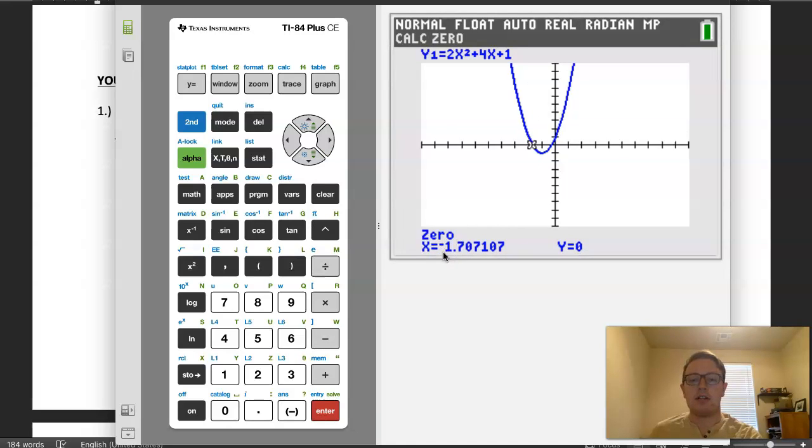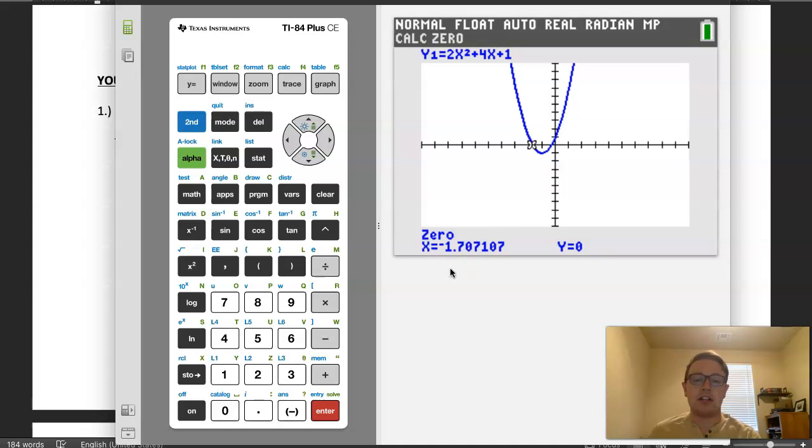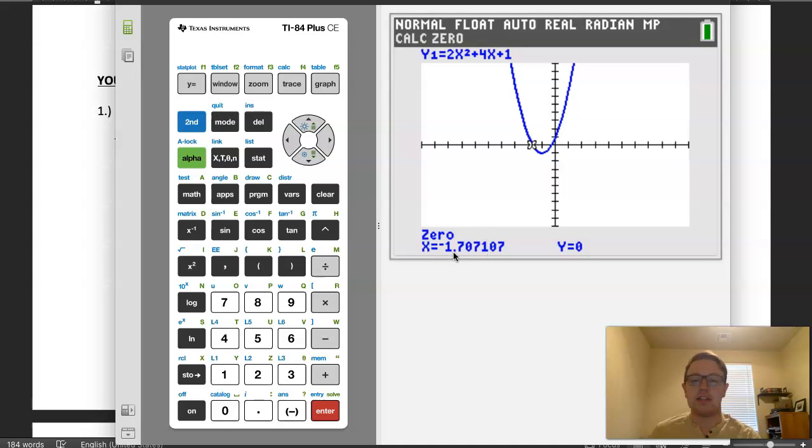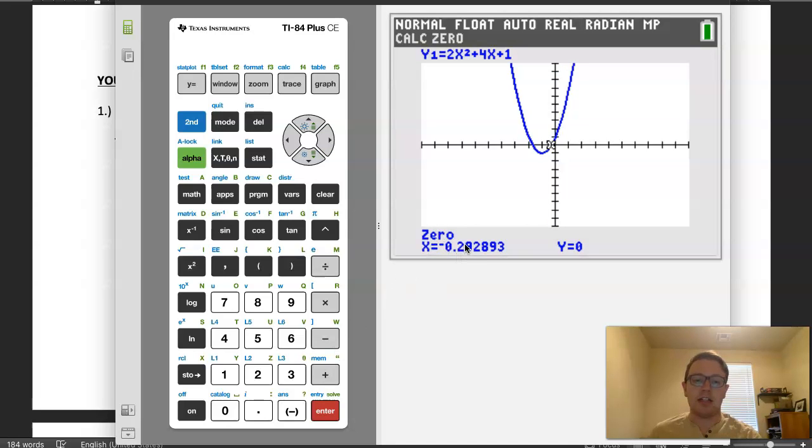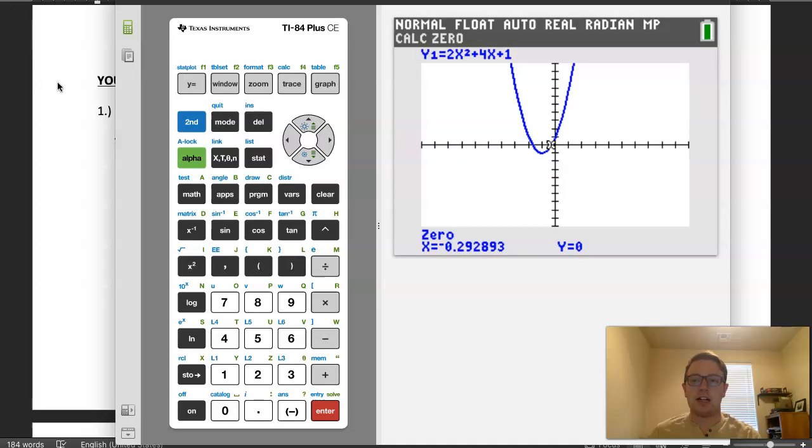It tells us our zero is minus 1.707107. So let's go ahead and round that to 3 digits, so minus 1.707 to the thousandth place. So one answer is x is equal to minus 1.707. The other is x is equal to minus 0.293. So those are our two answers.